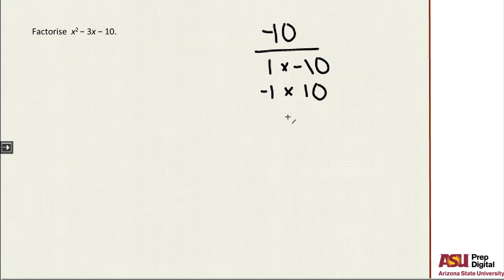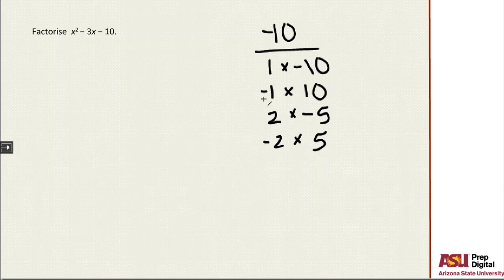Moving on to this equation here. Here we're adding in some negatives, so we do have a little bit more to consider. We have x squared minus 3x minus 10. And so I want to know, what are the ways I can get to negative 10? I can do a positive 1 and a negative 10. I can do a negative 1 and a positive 10. I could also do a positive 2 and a negative 5, and then a negative 2 and a positive 5.